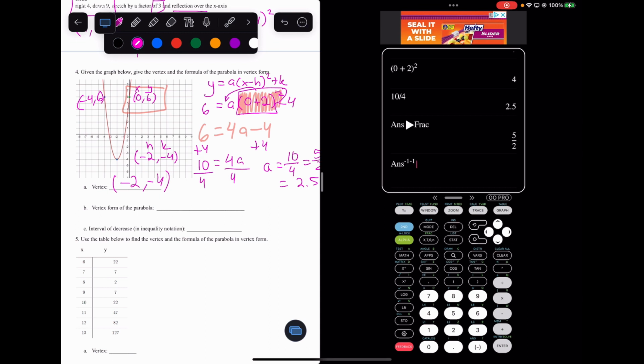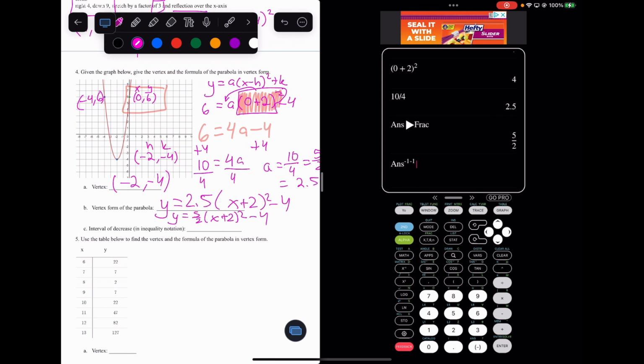Then we can go ahead and give our vertex form of the parabola, which is going to be y equals 2.5(x + 2)² − 4. So that would be our equation. Now you also, of course, can give it to me with the fraction, like I said. I'll just write it below. You could say y equals 5/2 (x + 2)² − 4.